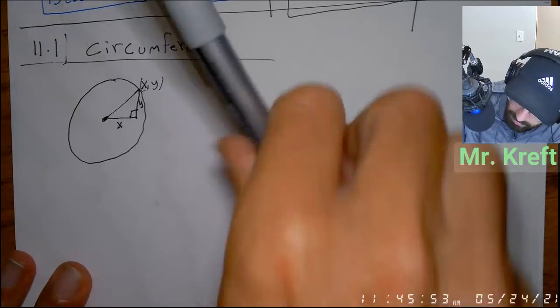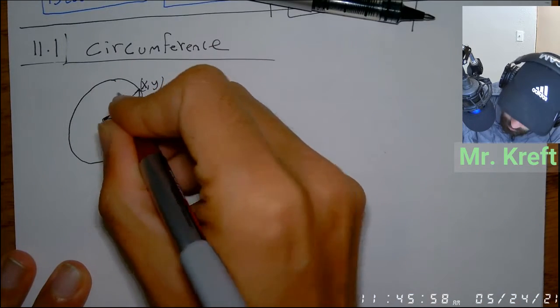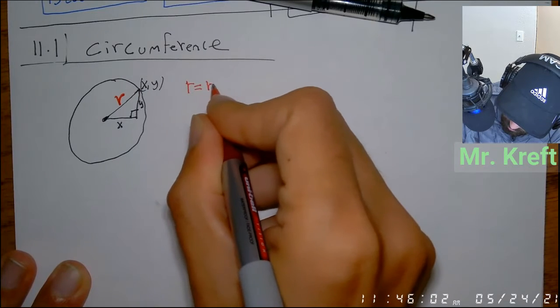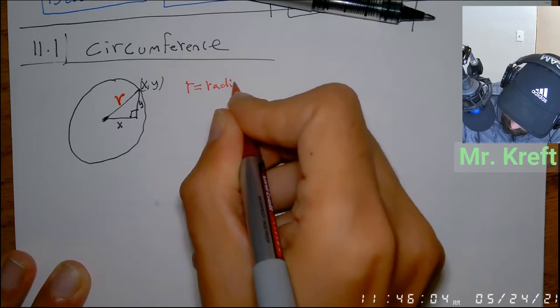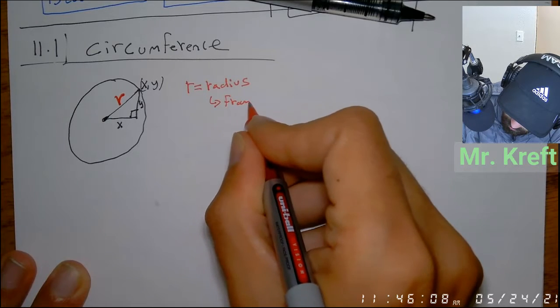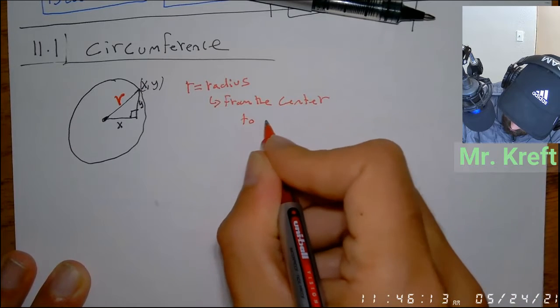So what's important is, in a circle, we call this a radius. So R is our radius. And a radius is from the center to the circle.